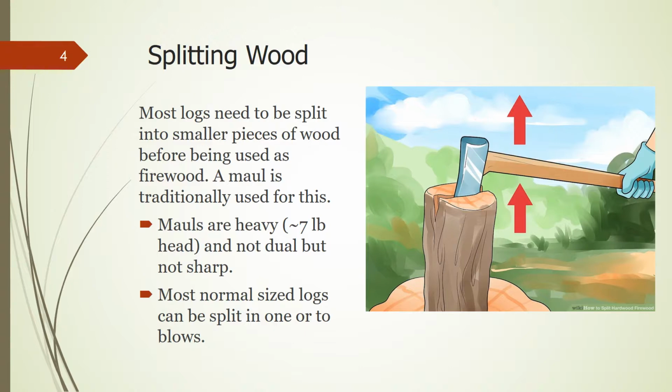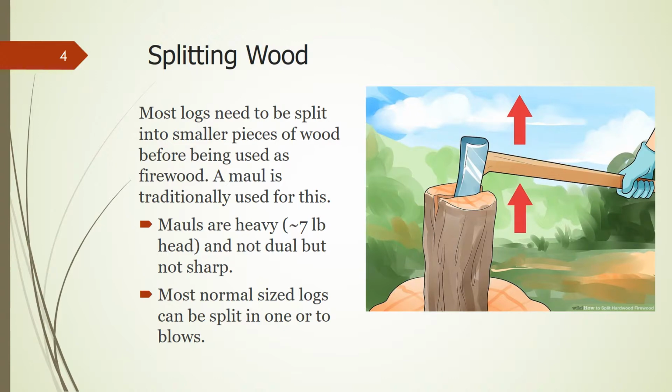Now mauls look like axes, but they have a couple of differences. One, their handles are usually straight. They're considerably heavier, around 7 pounds. This is basically because the maul is going down instead of sideways. You're working with gravity, not fighting it. And they're nowhere near sharp. They've still got an edge on them, don't get me wrong, but they're not going to be nearly as sharp as an axe.